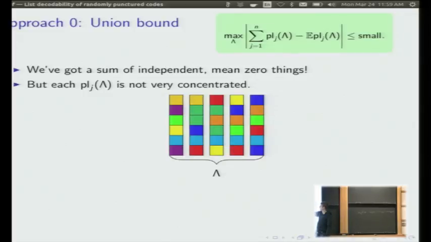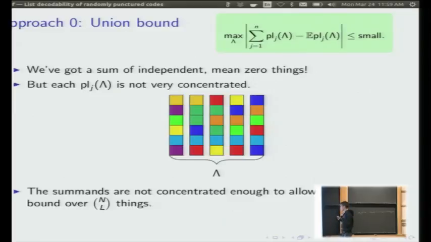In expectation they're good, but there might be just some symbols which all of a sudden are very heavy, just sporadically. And so a union bound, it turns out, does not work. This is somewhat concentrated, but it's not nearly concentrated enough to allow for a union bound over n choose L things, which is the number of sets lambda that we would need to union bound over.